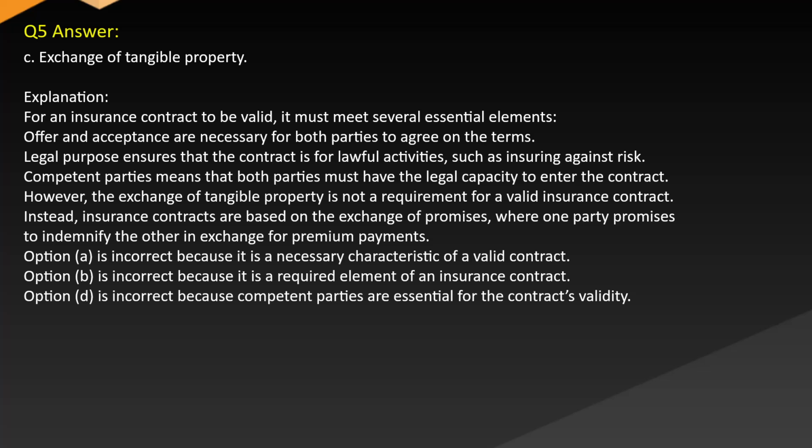However, the exchange of tangible property is not a requirement for a valid insurance contract. Instead, insurance contracts are based on the exchange of promises, where one party promises to indemnify the other in exchange for premium payments. Option A is incorrect because it is a necessary characteristic of a valid contract. Option B is incorrect because it is a required element of an insurance contract. Option D is incorrect because competent parties are essential for the contract's validity.